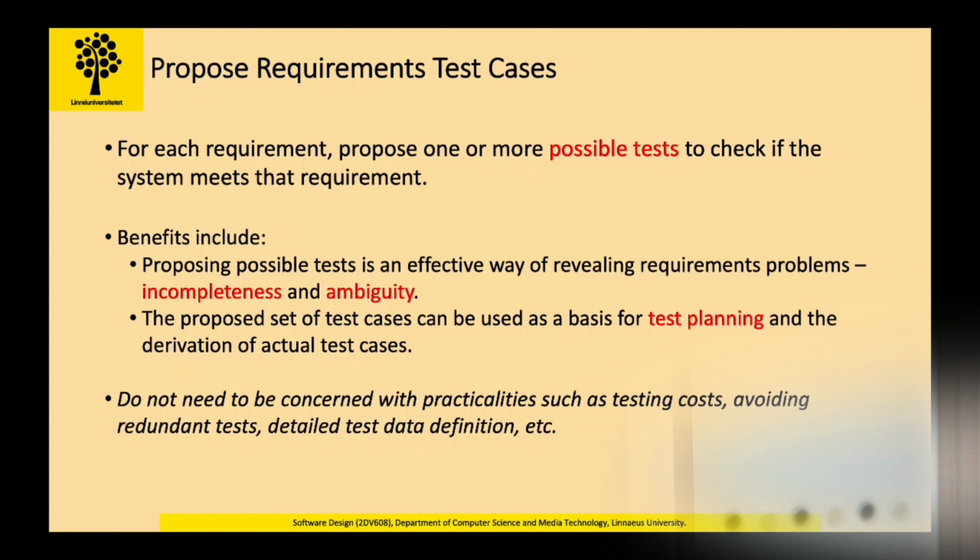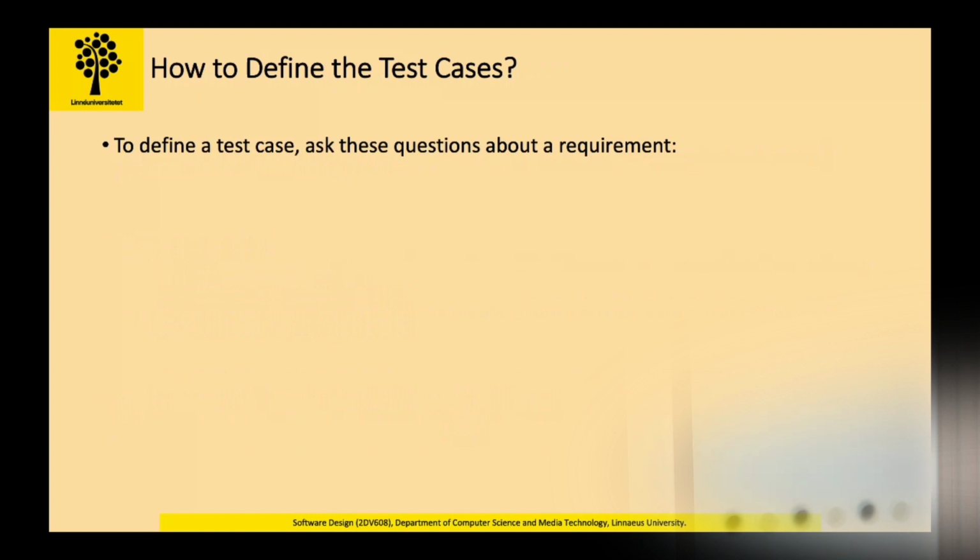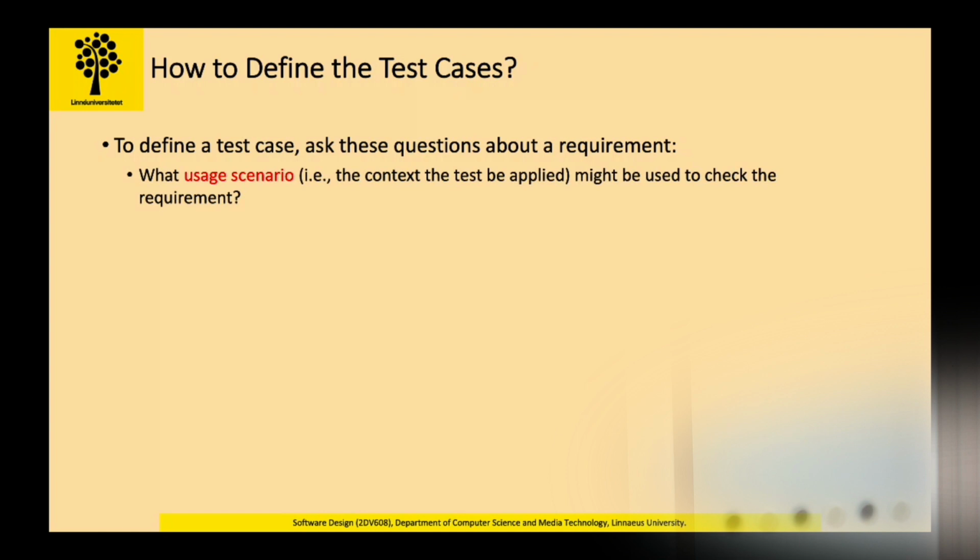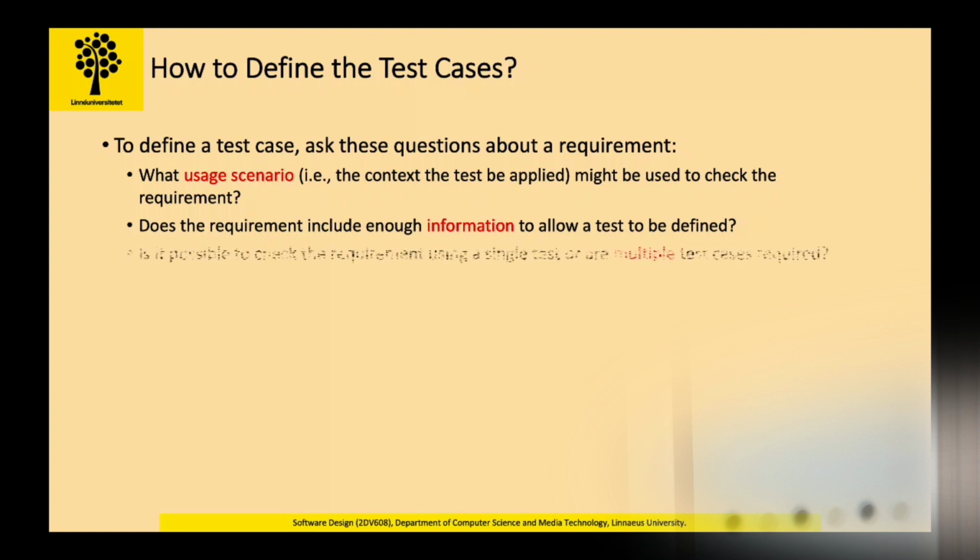And that's another validation checkpoint for the requirement itself. So how to define the test cases? To define test cases, you need to ask multiple questions for each requirement. Basically, you need to know where it will be used, or in which context this requirement will be used. And then, do you have enough information in the requirement that you can define a test case? If you don't have enough information in the requirement, that means your requirement also has problems.